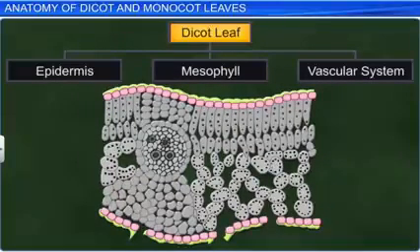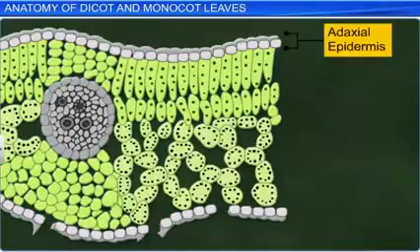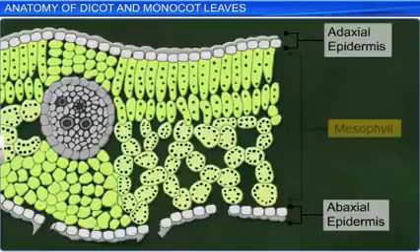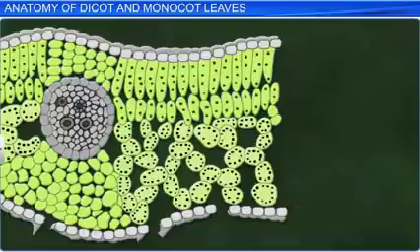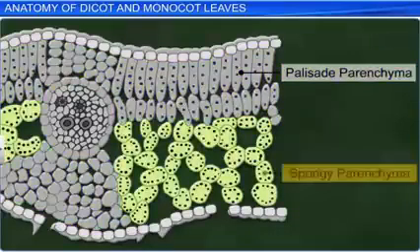The next part of the leaf is the mesophyll, which is located between the upper and the lower epidermis. It is also called the green tissue of the leaf, as it contains chloroplasts. The mesophyll is made up of parenchyma and performs photosynthesis. In dicot leaves, the mesophyll tissue is differentiated as palisade parenchyma and spongy parenchyma.